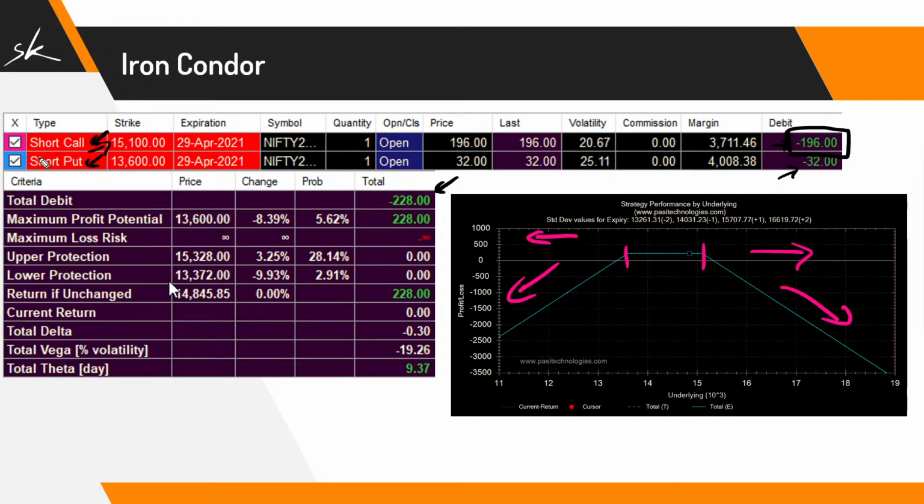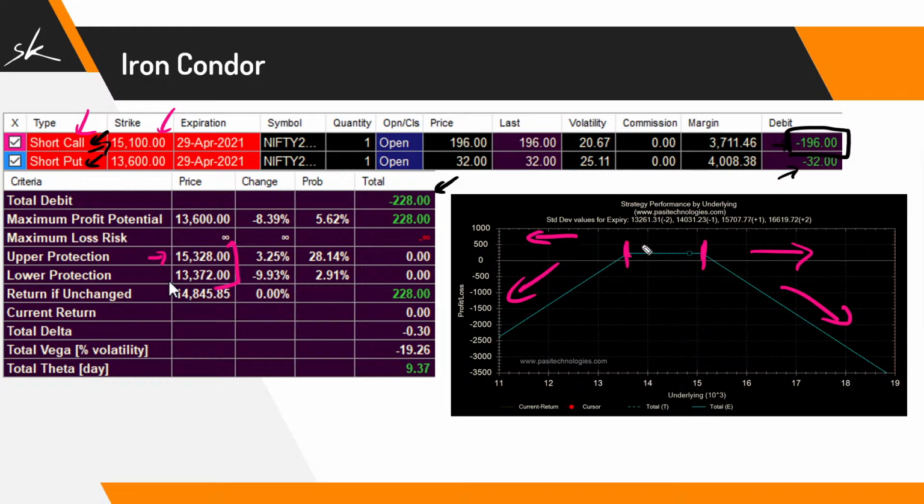If you look at your break-even points, you can see my short call, which is 15,100 plus the premium I have collected, will be the upper protection point, which is 15,328. Similarly, your lower protection is going to be my short put strike, which is 13,600 minus the premium we have collected. So these are your break-even points, which you can see right here.